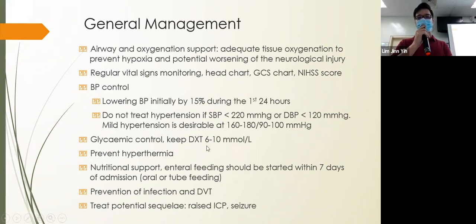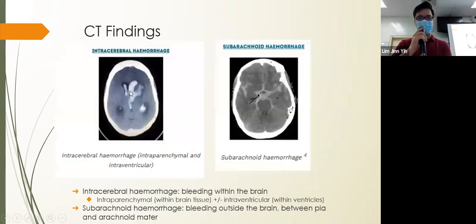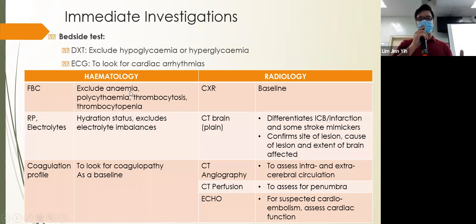DXT is important as well. The contraindicated cutoff is actually 2.7 to 22 for thrombolysis. Prevent hyperthermia because it's noted that fever, even through inflammatory response in stroke, actually has adverse outcome. Prevention of DVT, okay.